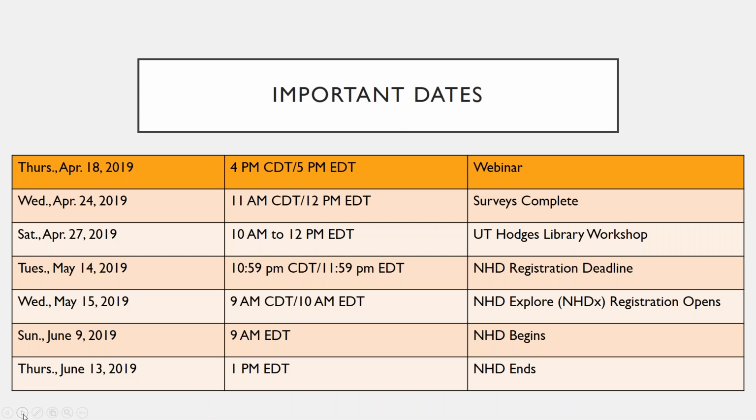All right, so here's some important dates. We're doing the webinar right now. Next Wednesday is when I want you to have completed your survey. Saturday, April 27th, University of Tennessee Hodges Library is hosting a workshop for Tennessee History Day finalists. And that'll be from 10 a.m. to 12 p.m. I'm going to give you more information on that.